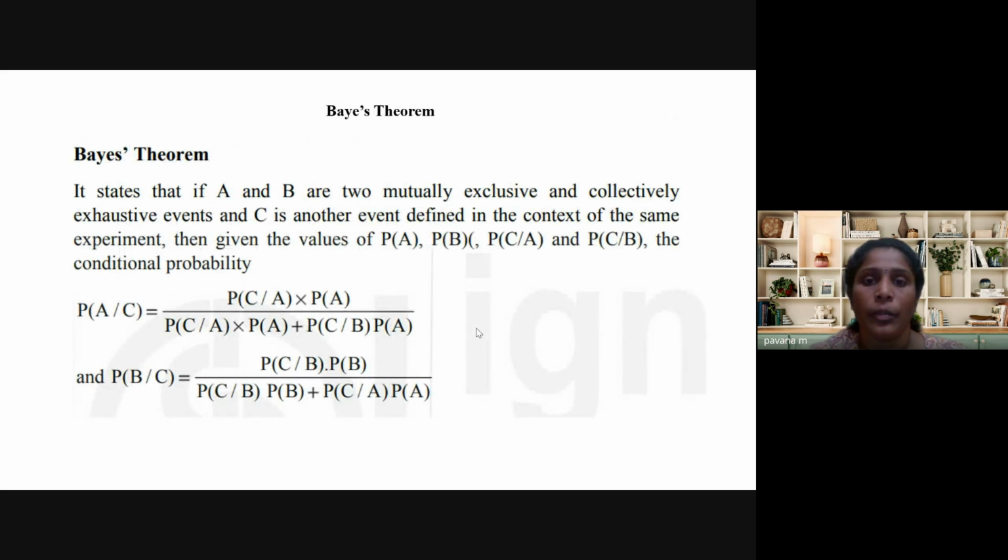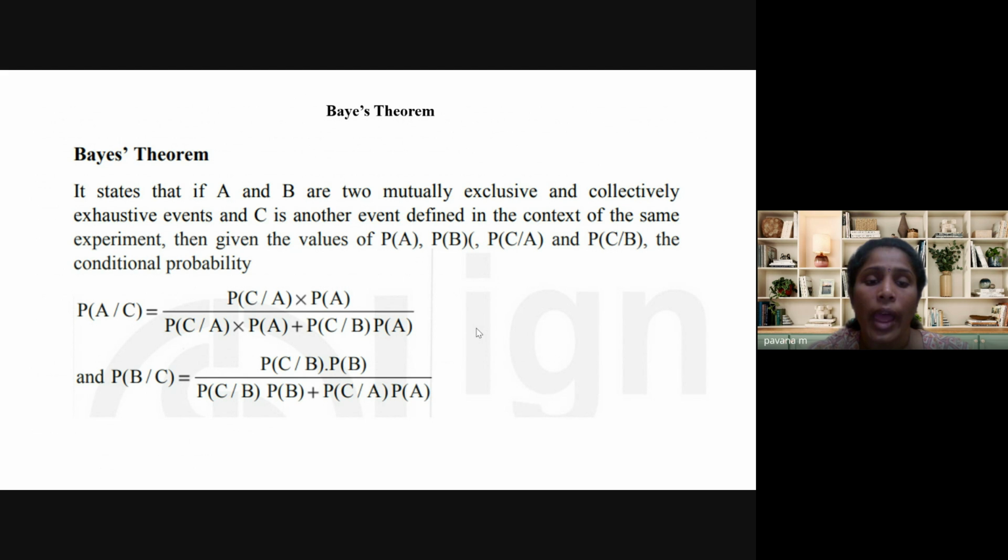And what is Bayes theorem? It is a very, very important theorem. Bayes theorem is also derived from the conditional theorem. It states that A and B are two mutually exclusive and collectively exhaustive events. Mutually exclusive means when A occurs, B will not occur, and when B occurs, A will not occur. That type of events are called mutually exclusive events. And collectively exhaustive events means they have their own distribution.